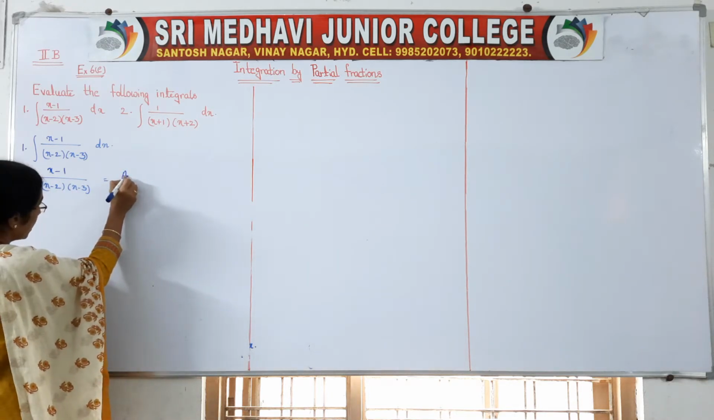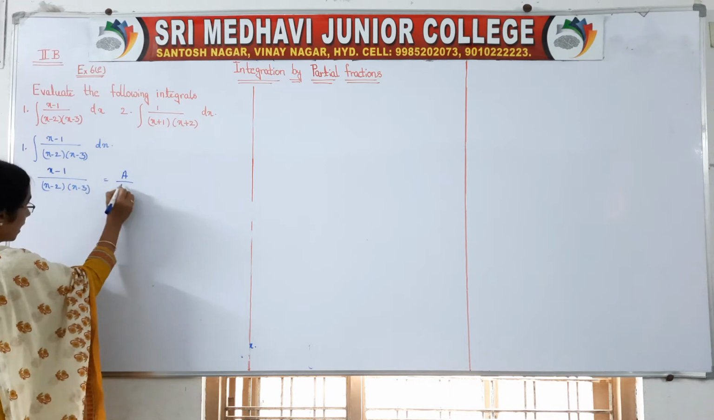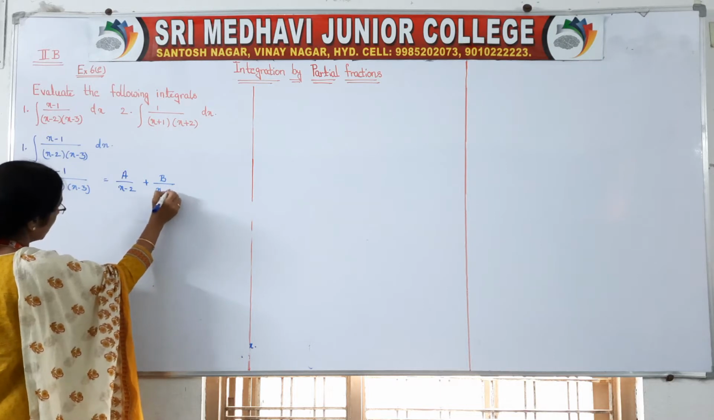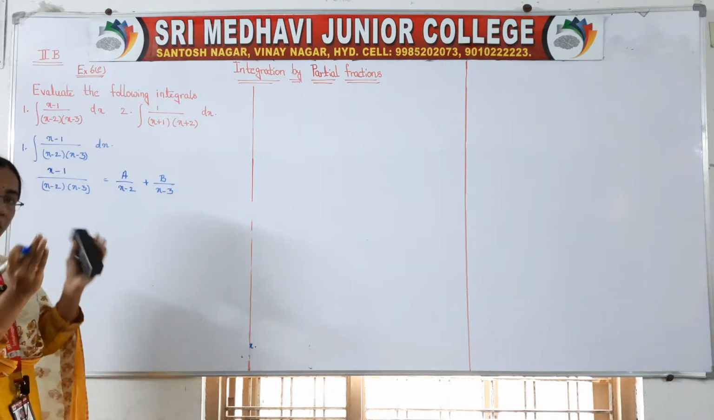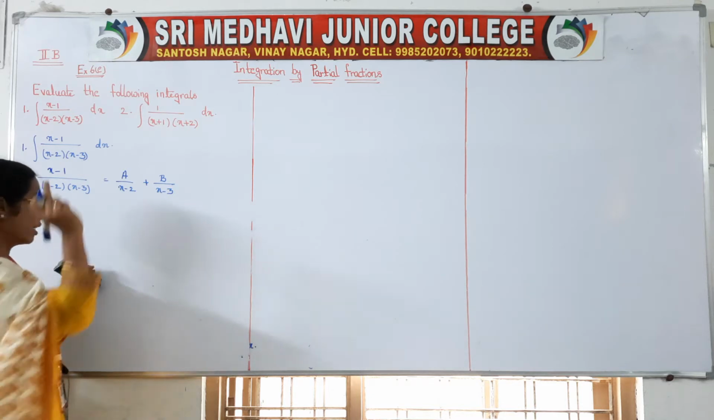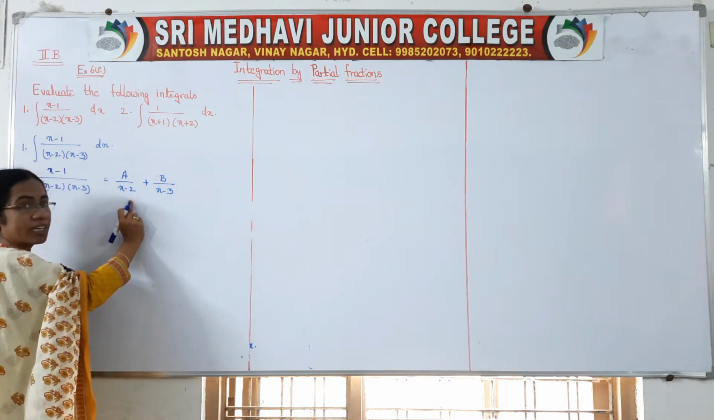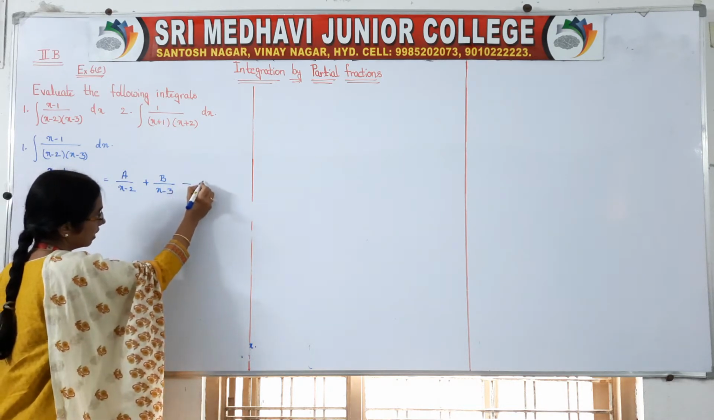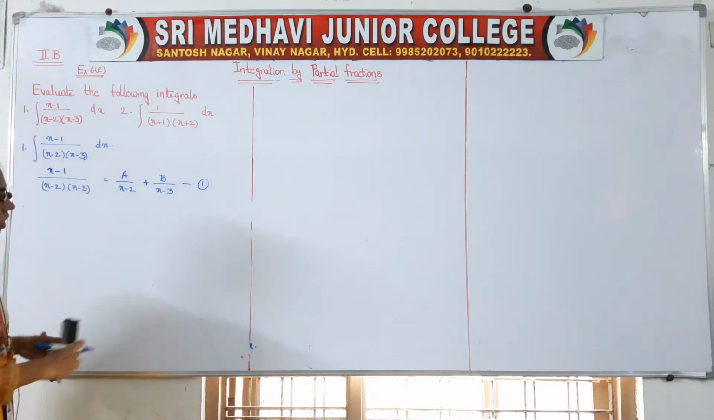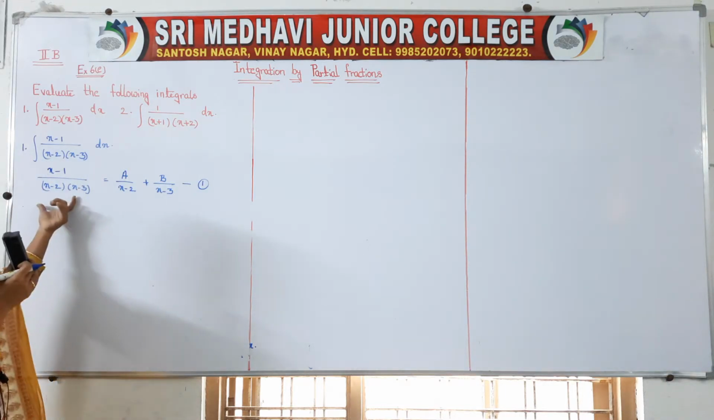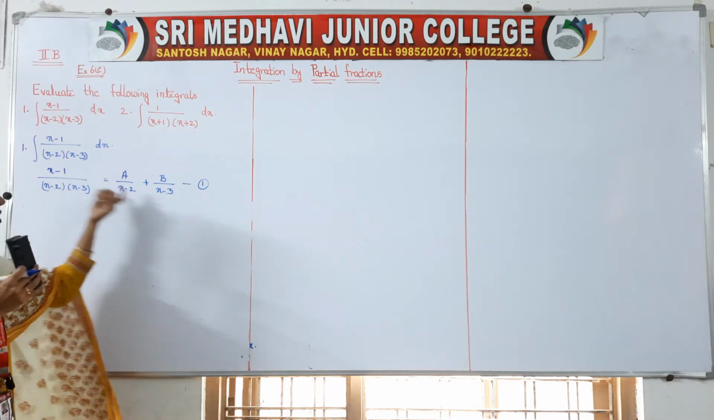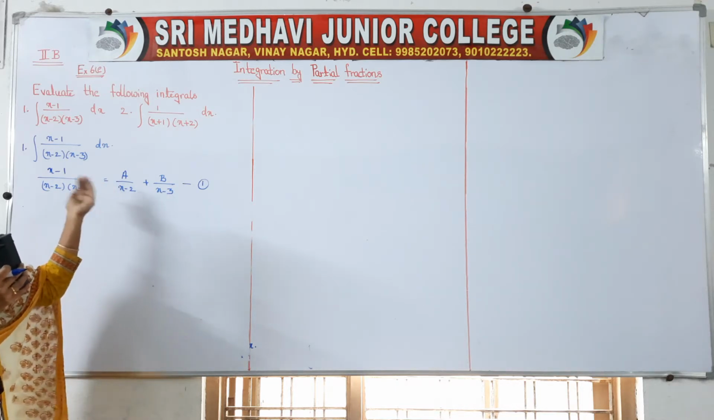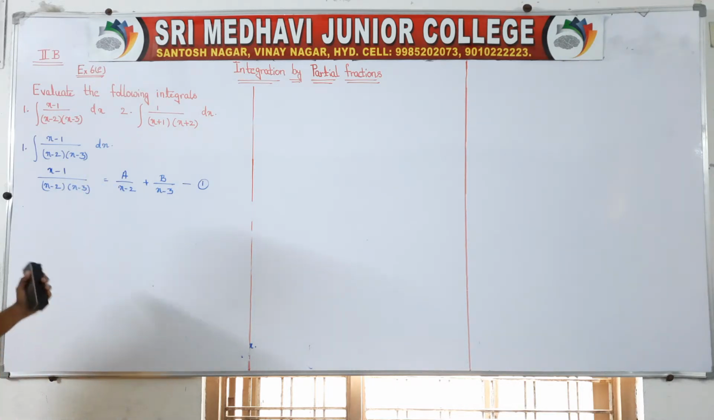So see, for this linear factor we will write A by x minus 2. Next, we will write B by x minus 3. For each linear factor we will take one fraction by taking some constant by that linear factor, similarly some constant by that linear factor. We have to consider this as 1. So we are trying to resolve this into partial fractions. We resolved this into two linear factors, so we will get two fractions. Now try to get these A and B values. How we will get it?